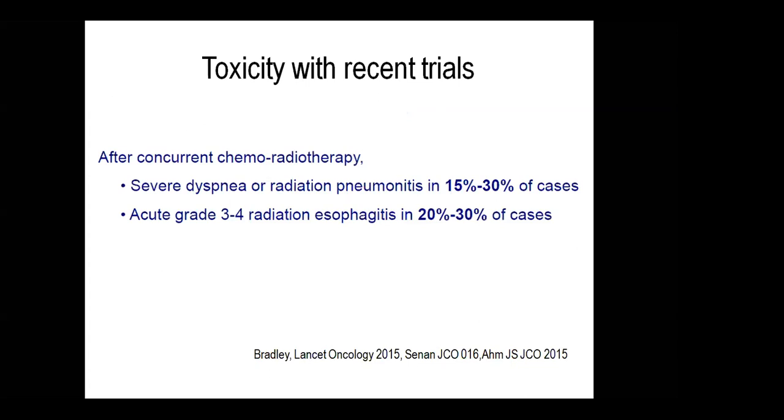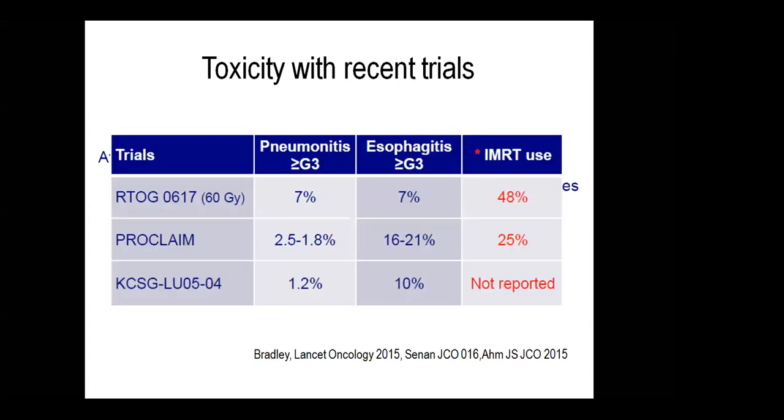With the older trials, the toxicity that we used to see with concurrent chemoradiation was grade 3 or more pneumonitis to the tune of 15 to 30%, and grade 3, grade 4 esophagitis to the tune of 20 to 30%. But with the current trials, 0617 is the dose escalation trial, PROCLAIM uses cisplatin etoposide versus cisplatin and pemetrexed, and the third trial is basically the use of consolidation cisplatin and docetaxel in locally advanced lung cancer. All these trials using contemporary radiotherapy techniques do show that possibly the risk of pneumonitis and esophagitis are lower than what was seen about 10 years ago.